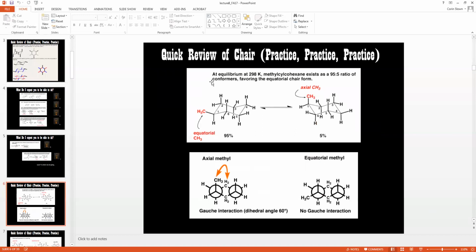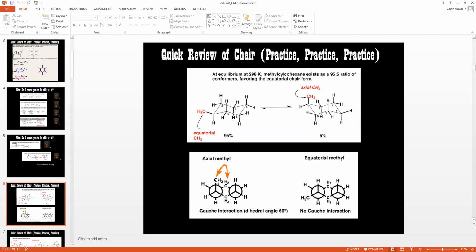When we think about drawing chairs, part of what we have to recognize is that these are moving molecules. So at equilibrium, they actually exist in a 95 to 5% ratio, where we favor the equatorial over the axial because of what we refer to as a gauche interaction. So when I have an equatorial bond, I minimize this axial interaction with the hydrogen.